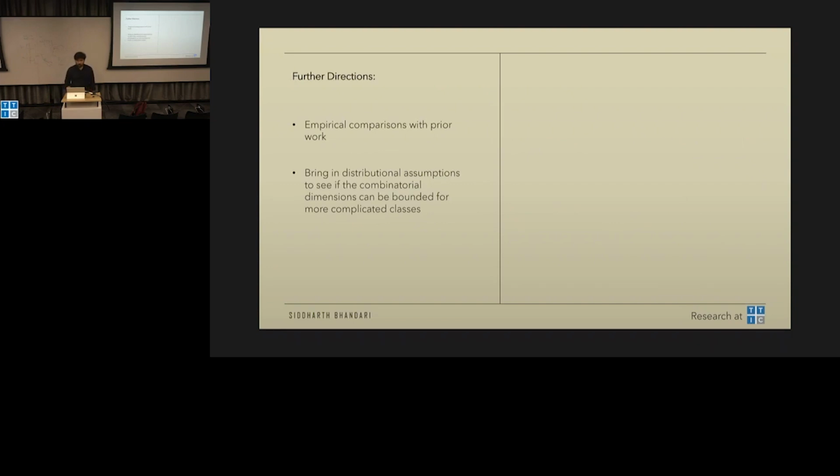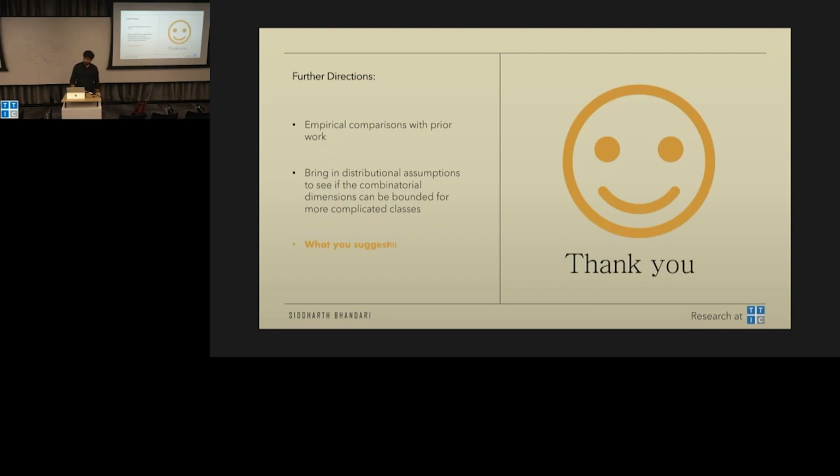I think I'm also out of time. We have some further directions where we can try to use some distributional assumptions to see these combinatorial dimensions for more complicated classes, because trying to bound it for general classes will be very difficult. So we are trying to see what are reasonable assumptions. And whatever you suggest will also be helpful.